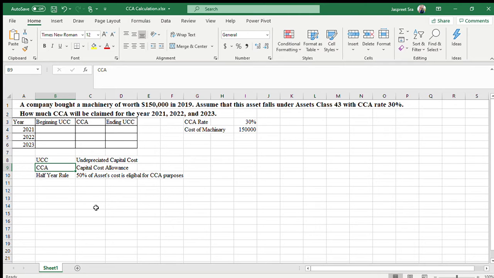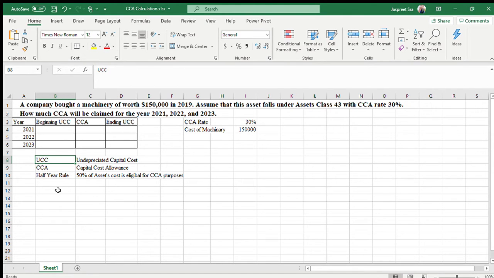Other thing you need to know, asset class. So every capital asset has its asset class, and that is allocated by the government, and each asset class has a different CCA rate, for example 10%, 20% or 30%. And the other term you need to know here, UCC. You can look at here in the table, beginning UCC. UCC is undepreciated capital cost.